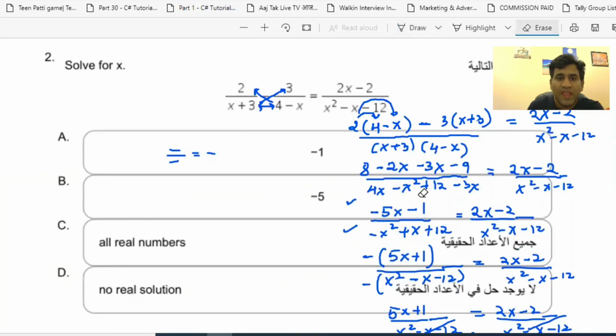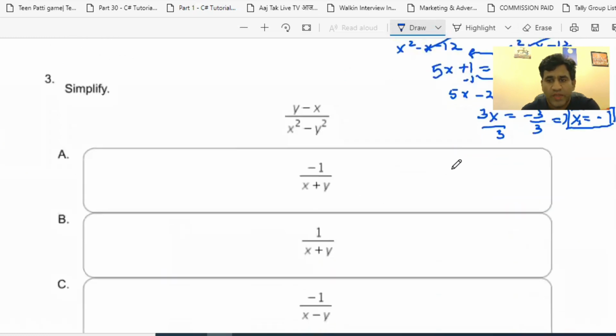So option A is the right choice, which gives you the answer as -1. So A is the right answer. All right. Okay. Let's go to the next question.